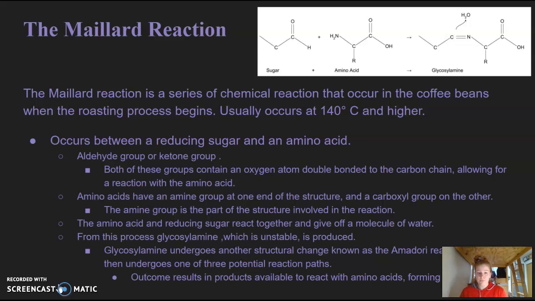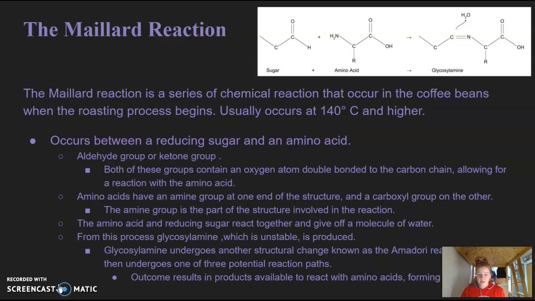with amino acid. An amino acid has an amine group on one side of the structure and a carboxyl group on the other. The amine group is what is responsible for being part of this reaction. And this happens because the amine group has a nitrogen that bonds to the carbon chain in the reducing sugar, resulting in a molecule of water being given off.